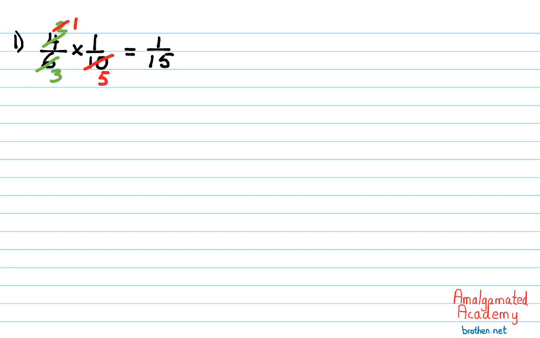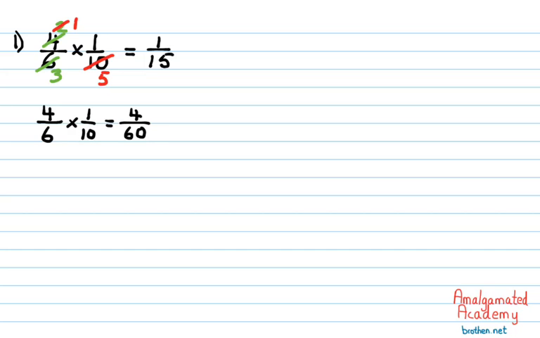Now, hopefully this doesn't look too complicated, but let's see what would happen if we didn't cancel before multiplying. Now, canceling before multiplying is a very important skill. If we start with 4 over 6 times 1 over 10, that gives us 4 times 1, which gives us 4, and 6 times 10, which gives us 60. Now this fraction can be reduced.